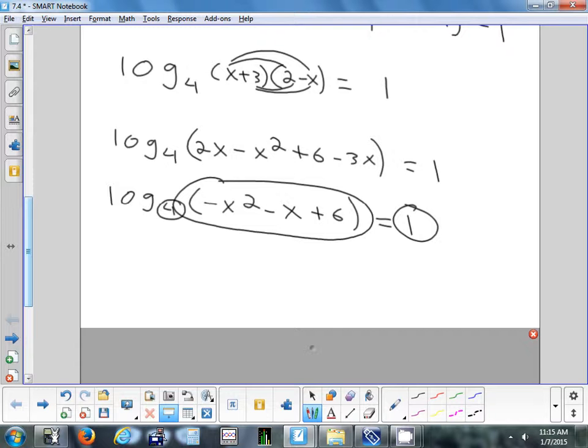Okay, Cody, what's my base there? 4. 4 is my base. Paige, what's my exponent? 1. Logarithm always equals the exponent. And the only thing I have left is my argument. And that goes by itself.